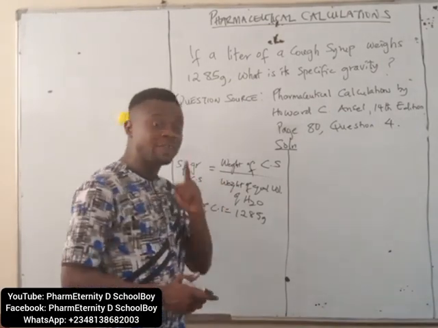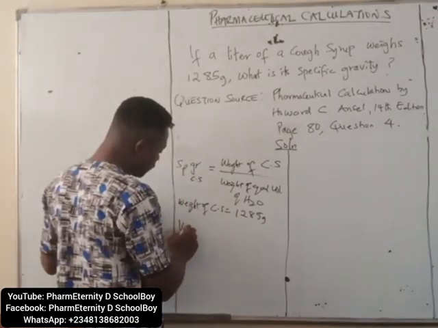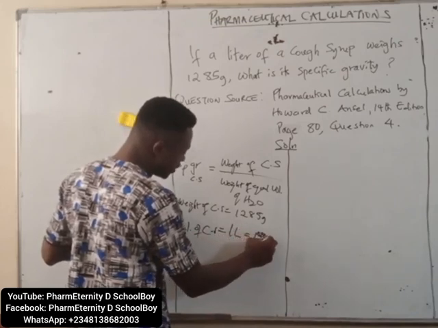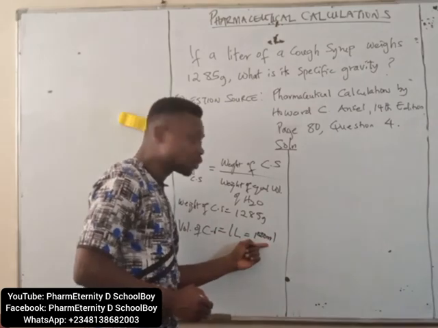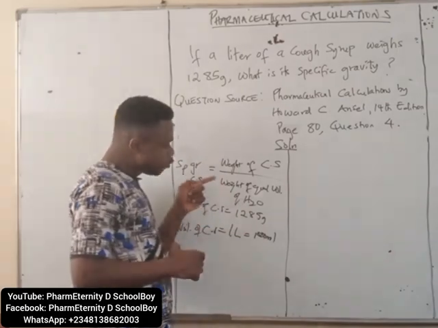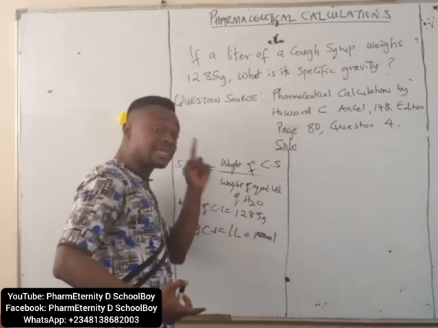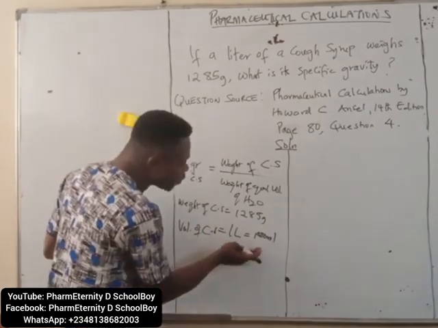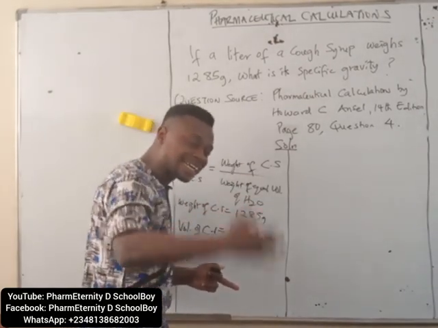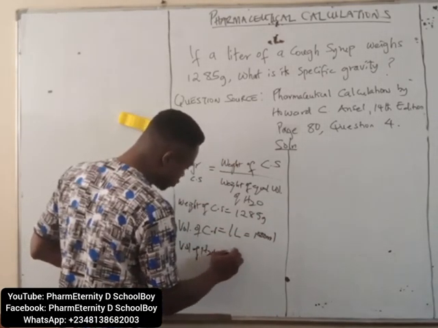Simple. We are given the volume of the cough syrup to be what? 1 liter, which is 1,000 ml. This is the volume of the cough syrup. Let me say this again. Weight of equal volume of water means weight of water that has the same volume as the cough syrup. If the volume of the cough syrup is 1,000 ml, that means the volume of water, which is the standard, is also 1,000 ml. So volume of water is 1,000 ml.